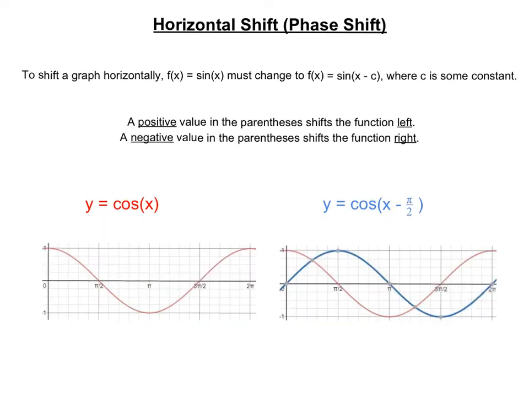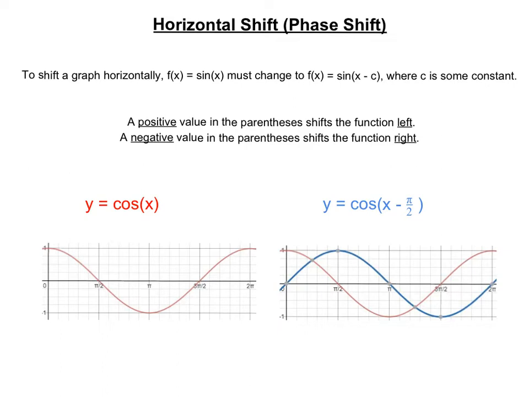Now, in addition to trig curves being able to shift up and down, they can also shift horizontally, which we know means left and right. And that's called a phase shift. Now, I'm just going to start off with the rule up here. See how it says to shift a graph horizontally, we would take f of x equals sine of x, and we would change it to f of x equals sine of x minus c, where c is some constant.